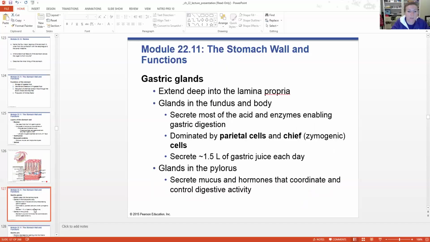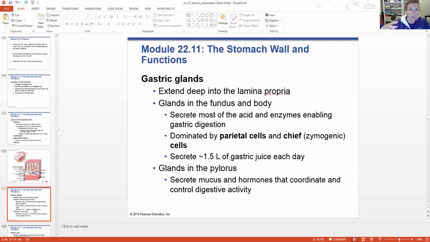The glands in the fundus and the body of the stomach are dominated by what we call parietal cells and chief cells. These cells are secreting acids and enzymes that are going to help move chemical digestion along. They're secreting over 1.5 liters of gastric juice every day. The glands that are within the pylorus, that lower or more distal area of our stomach, are secreting more mucus and hormones. The hormones are going to help to coordinate all of the digestive activity that goes on between the stomach and the small intestine.